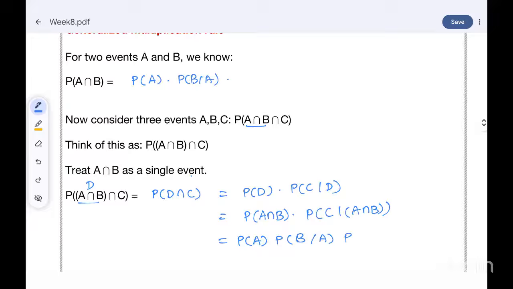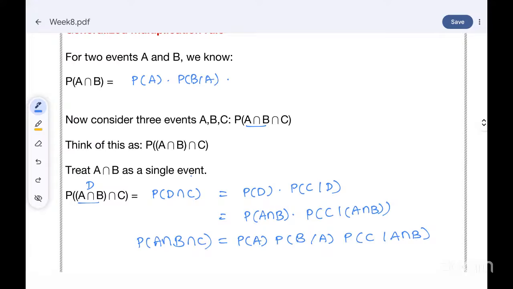Okay. So your multiplication rule for three events is like this. P of A intersection B intersection C is equal to P of A into P of B given A into P of C given A intersection B. If this is the multiplication rule for three events, what should be the multiplication rule for n events? Suppose you have events A1, A2, up to AN. What should be P of A1 intersection A2 intersection etc. AN?